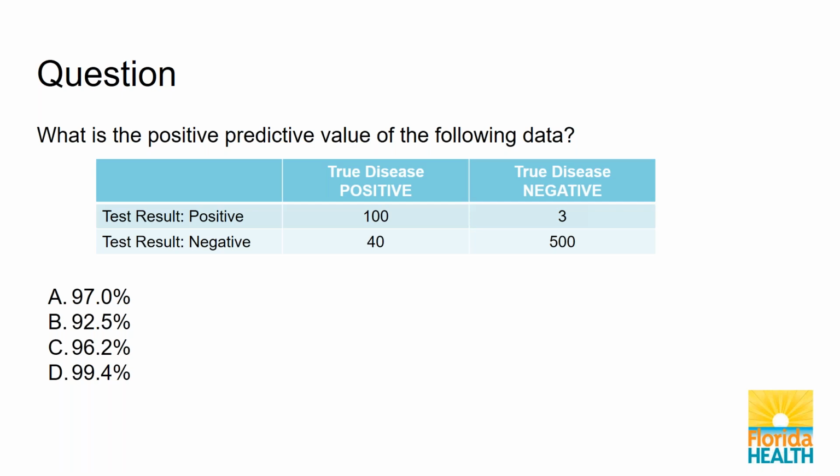So Melissa said, I think of a UA and the culture and sensitivity. So that's in relation to the previous one. Okay, so what is the positive predictive value of the following data?